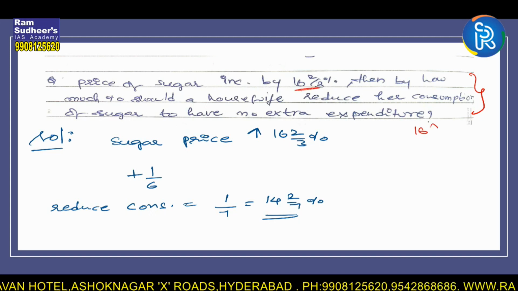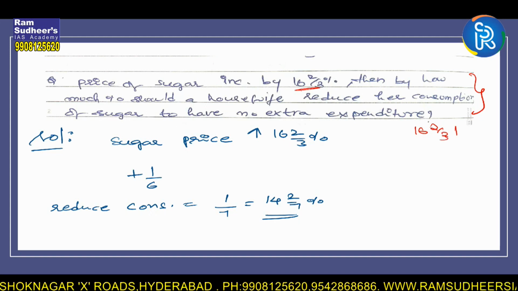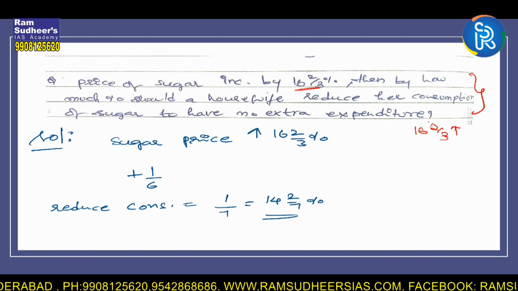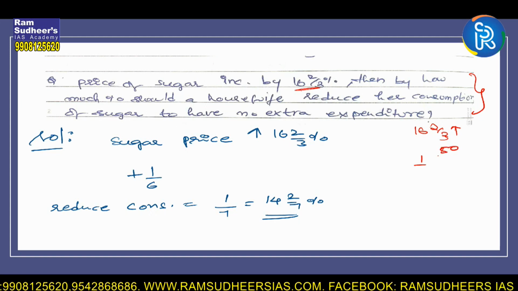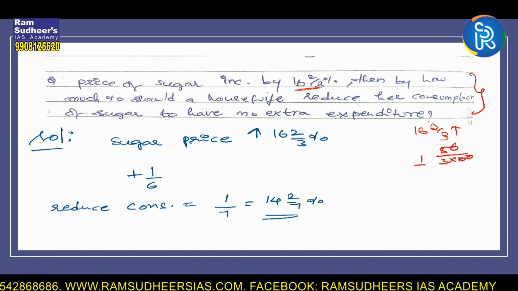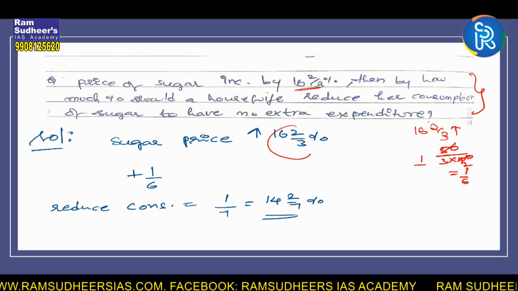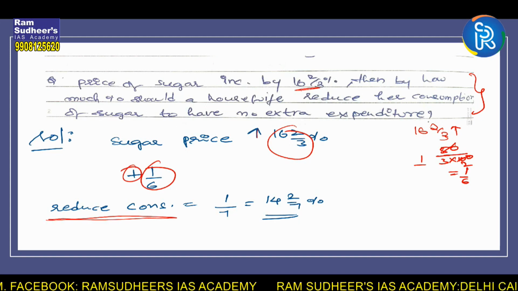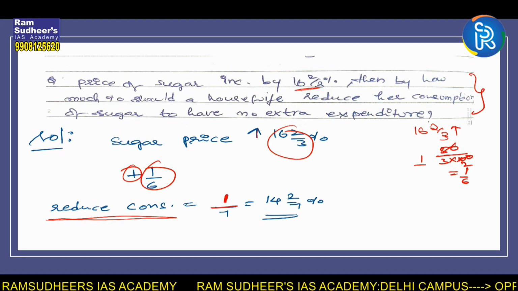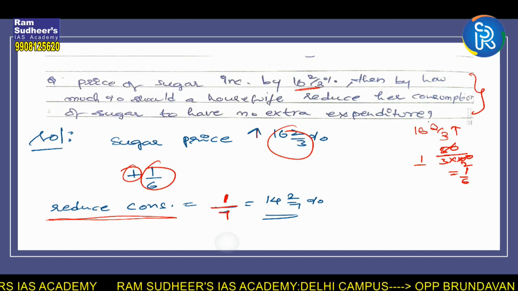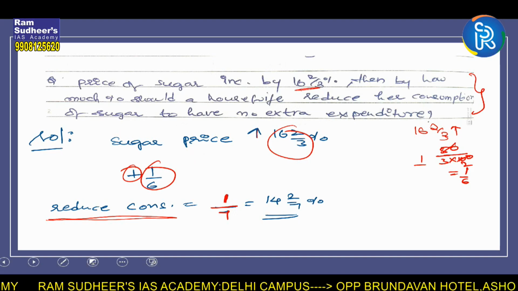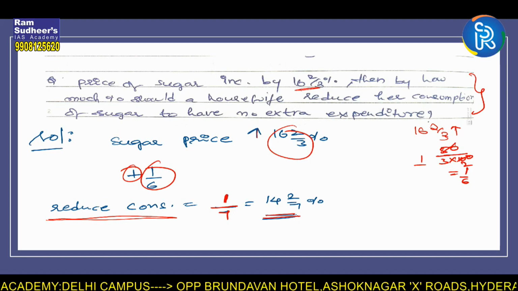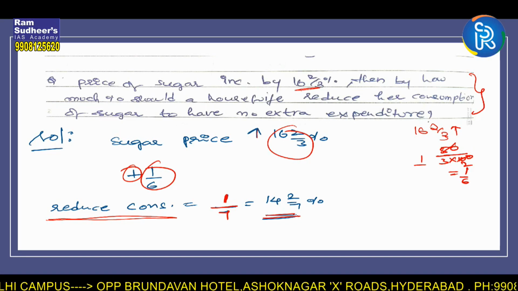16 2/3% increase in the price of sugar. By how much should a housewife reduce her consumption so that her expenditure is equal? 16 2/3% in fraction terms is 1/6, because 16 2/3 is 50/3, divided by 100, which is 1/6. Because it is increased, it is plus, and the reduction in consumption of sugar should be 1, the numerator is the same, and because it is plus, 6 plus 1, 7, and therefore 1/7 is 14 2/7% from our first slide. Therefore the housewife should reduce her consumption of sugar by 14 2/7% for her expenditure to be constant in both the cases. This is just an application of the problems, 3 to 4 problems solved previously.